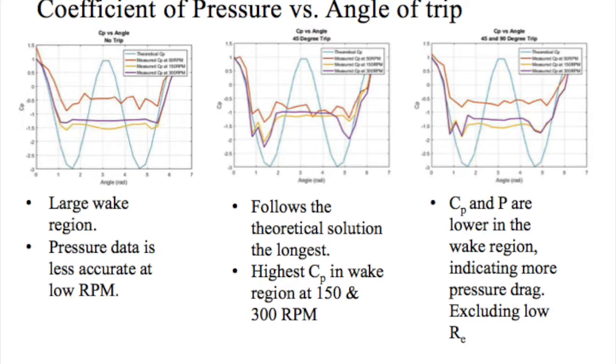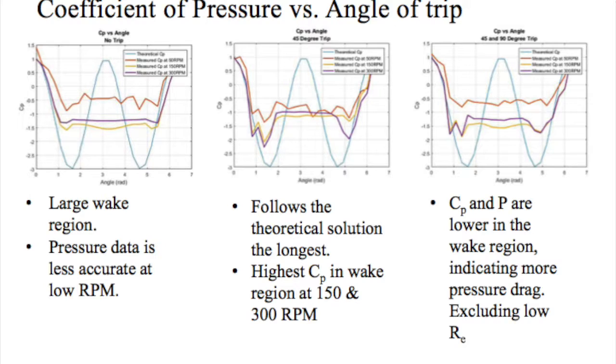Lower Reynolds numbers, which are the red lines in all the graphs, cause the wake region to have a higher pressure. The flow is able to fill in the wake region more when velocity is less. The largest fangs occur on the 45-degree trip graph in the middle. The flow stays attached to the surface of the cylinder the longest here. When both trips are applied on the right, the flow also stays attached longer.